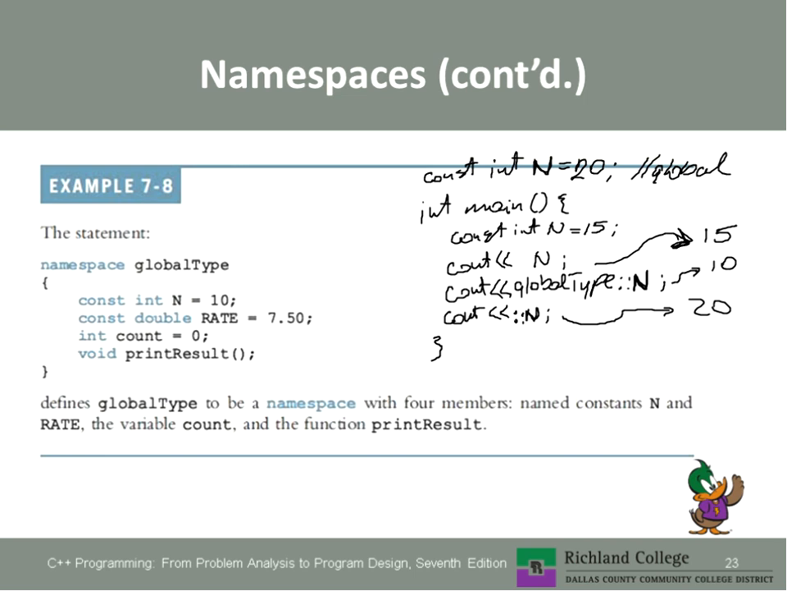So the colon colon without a namespace is the global identifier. If you do have an identifier in a namespace that you need to access, then you can use the scope resolution operator and then just name the namespace in front of it.